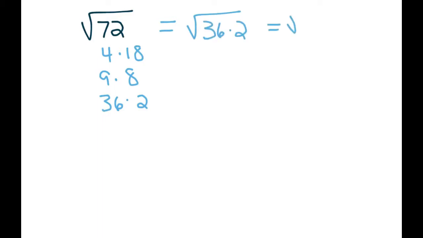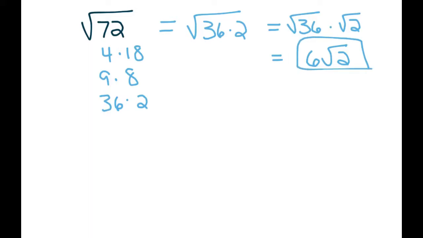So then I would rewrite this as the square root of 36 times the square root of 2, and the square root of 36 is 6, so it simplifies into 6 square root of 2.